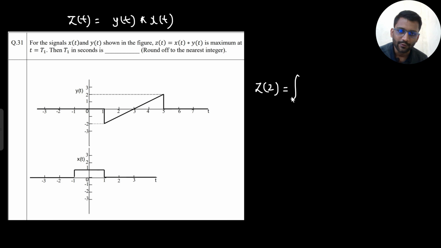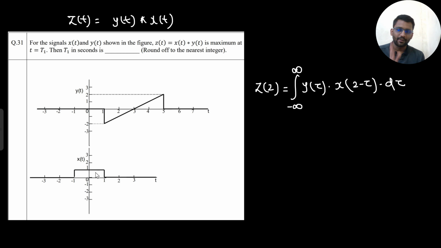So what will be our z of 2? Z of 2 will be the integral over tau, that will be the same. Let's keep y of tau as it is and just replace this with x of 2 minus tau d tau. So now you can think about it. First I will mirror it, it will remain as it is, then I will shift it by 2. So this 0 will come here. Are you getting my point?